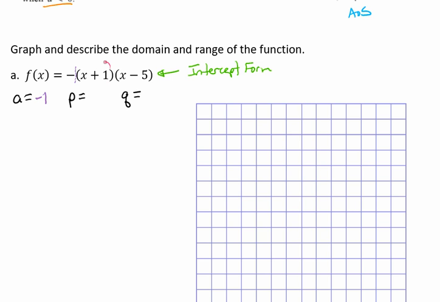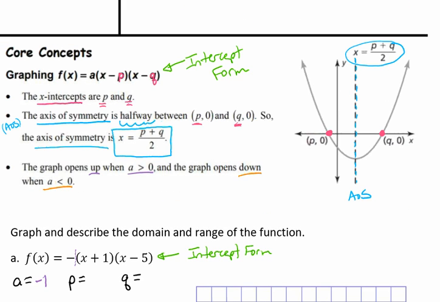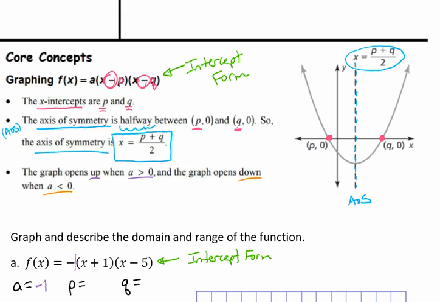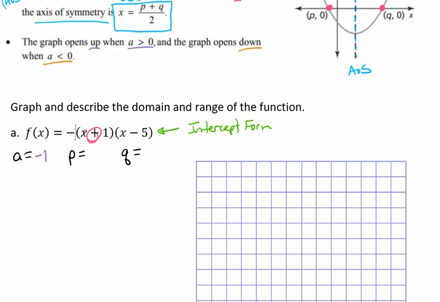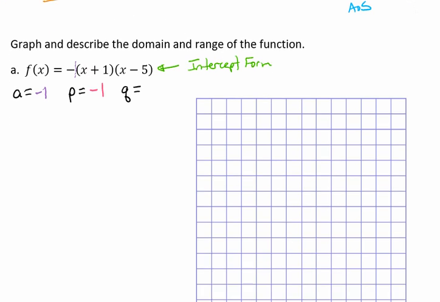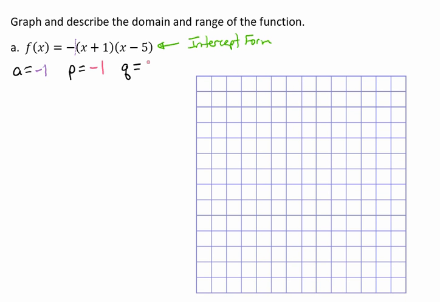Our P value is going to be the opposite of this 1. Now why is it the opposite? The reason that it is the opposite is because up in our equation, notice that they had minus signs there. And here we see a plus sign, which tells us that that is a -1. Our Q is just going to be a 5 because we have the minus sign that we were expecting.